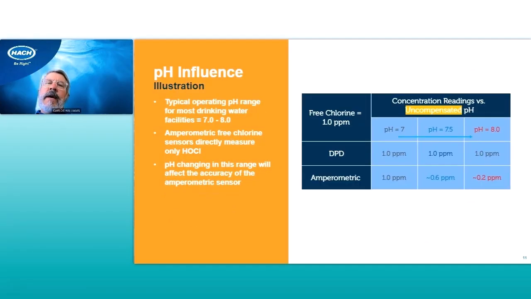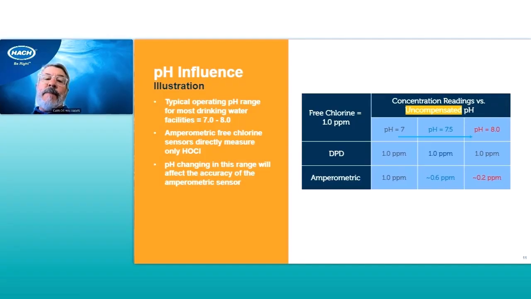So here's an example of how the pH is influenced. The important thing to note here at the top of this table, this is uncompensated pH compared with concentration reading. So for a free chlorine concentration of 1 milligram per liter, it's showing us 3 columns with different pHs. We notice that the DPD doesn't change. pH 7, pH 7.5, and pH of 8, they all read 1 milligram per liter, or 1 part per million.